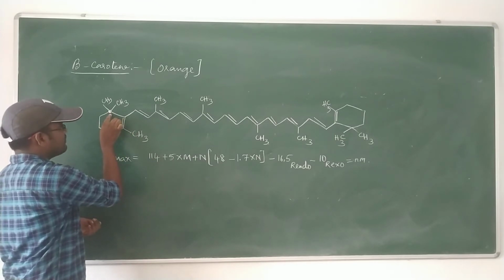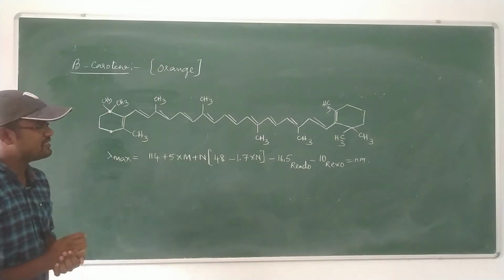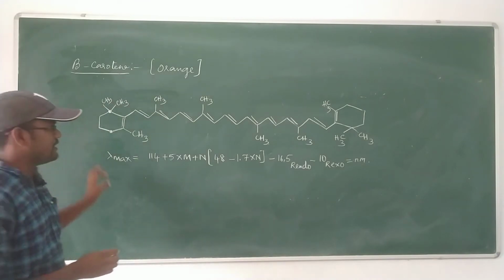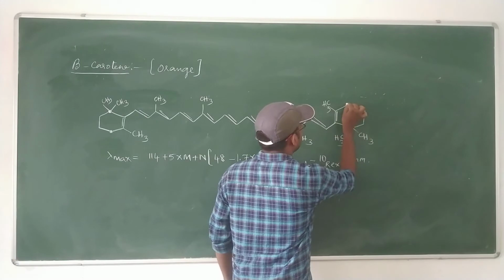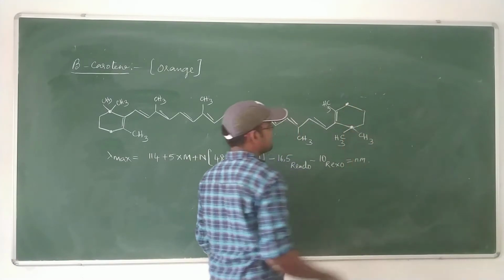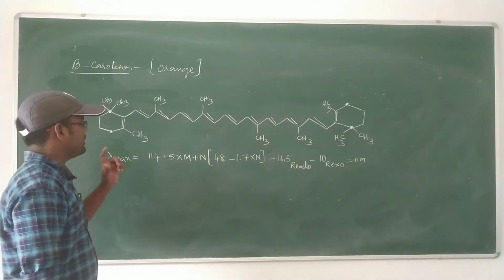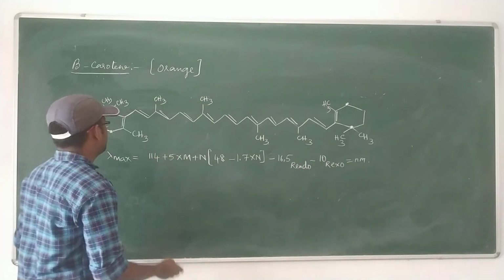The saturated carbon is treated as a ring residue. So in this ring we get two ring residues. Next, in this ring also the same: 1, 2, two ring residues. Next, the number of alkyl substituents.